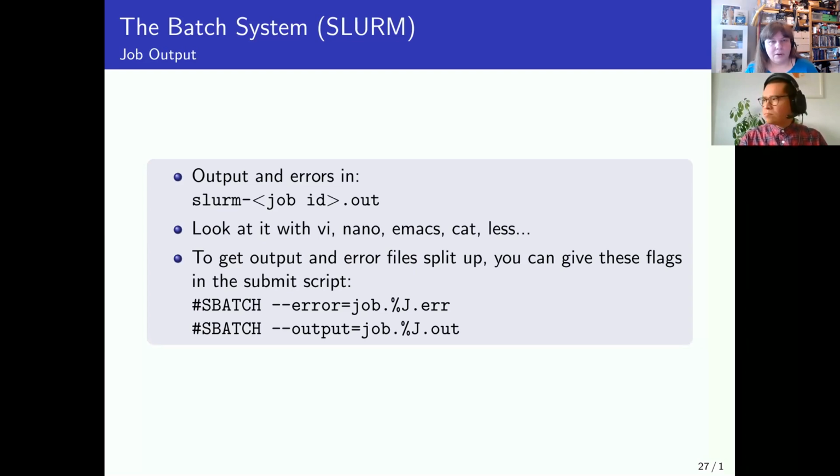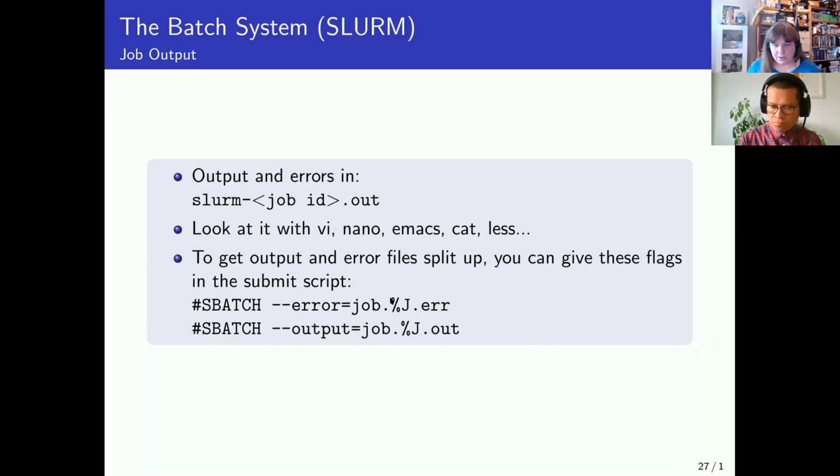So the output from a batch job by default will end up in a file that's called slurm-jobid.out. And you can look at it with commands like vi, nano, or emacs for the editors, or you can just use cat or less to see what the output is. And if you want the output and the error file split up, you could, for instance, use flags like this in the submit script. So the hashtag SBATCH, which is telling the batch system this is a command to it, --error equals job.%J.err. Of course, you do not need to name the files this. This is just to make it easy.